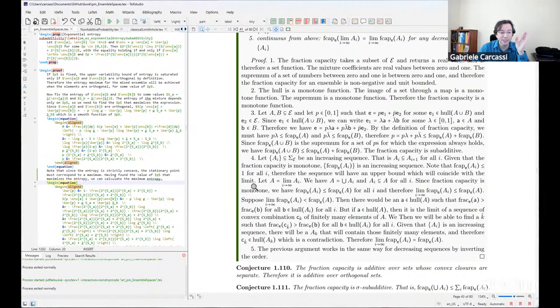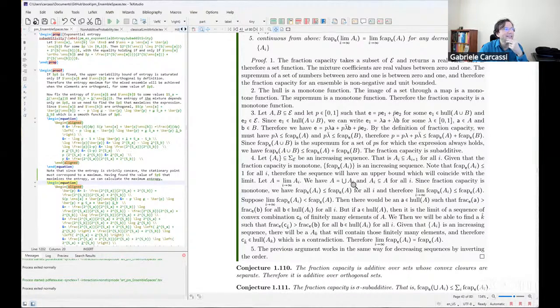This is, what's it called? Zorn's lemma or something like that. Anyway, it's a general result of order theory. If you have an increasing sequence and an upper bound, then you're going to have a limit. Now, we have a limit, but we don't know that the limit of this sequence is actually the fraction capacity of the limit set. All right. So now we have A being the limit of the sequence of sets.